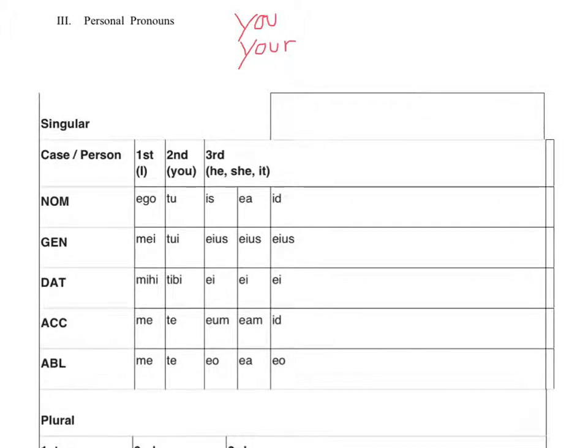Your or yours is the genitive. To you, you, and you is the ablative. Not much declension for the second person singular or the second person plural, but you still do decline it in English, whether you realize it or not.